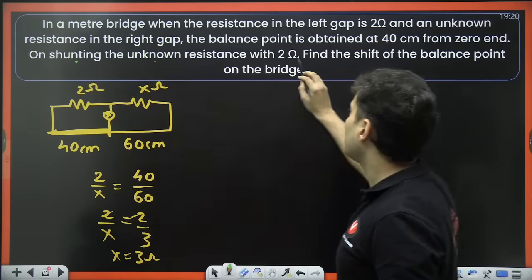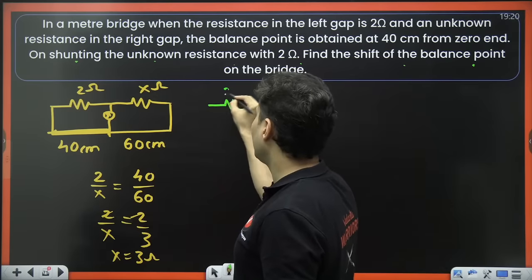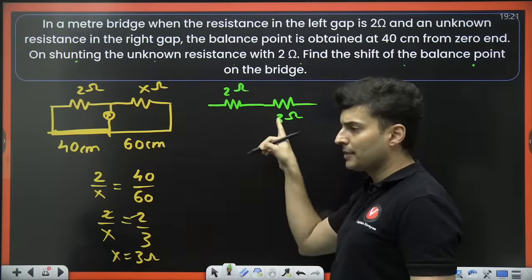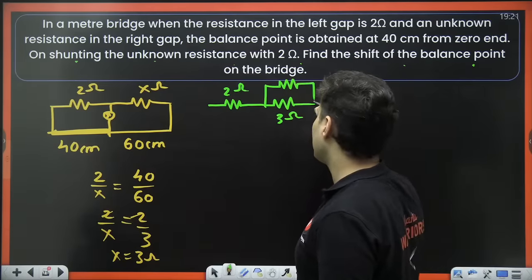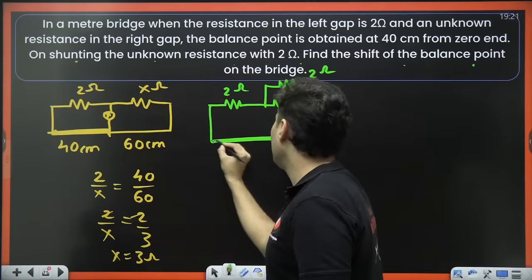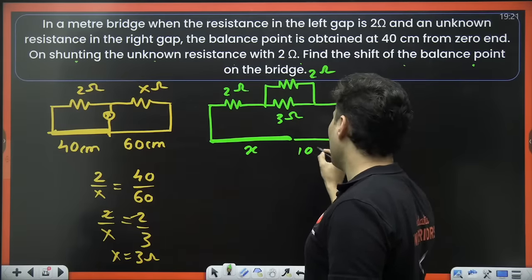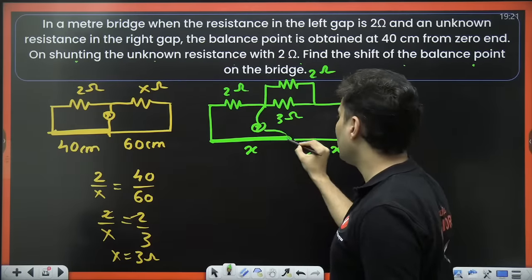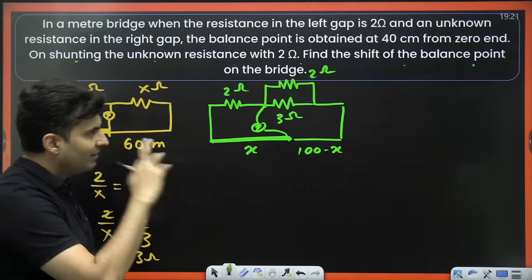On shunting the unknown resistance with 2 ohms, what is the shift of the balance point on the bridge? Meaning, you take this 2 ohms as it is. The unknown resistance, which was 3 ohms, you shunt it. Shunt means put another resistor in parallel. That parallel resistance is itself 2 ohms. Then you will get a new length. Maybe I will call this X, so the remaining will be 100 minus X. When you balance it again, you might get a new length. So what is that change in the length? We can find it out.